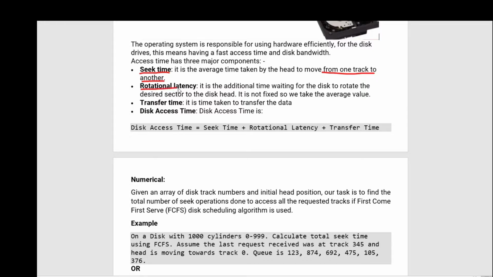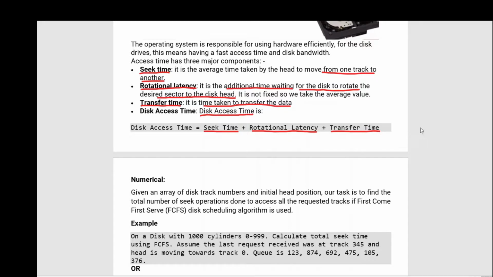Then rotational latency. It is the additional time waiting for the disk to rotate the desired sector to the disk head. The disk head is going to change its position from one sector to another sector. The third point is transfer time. It is the time taken to transfer the data between the IO. And using these three times, we can calculate the disk access time as seek time plus rotational latency plus transfer time.